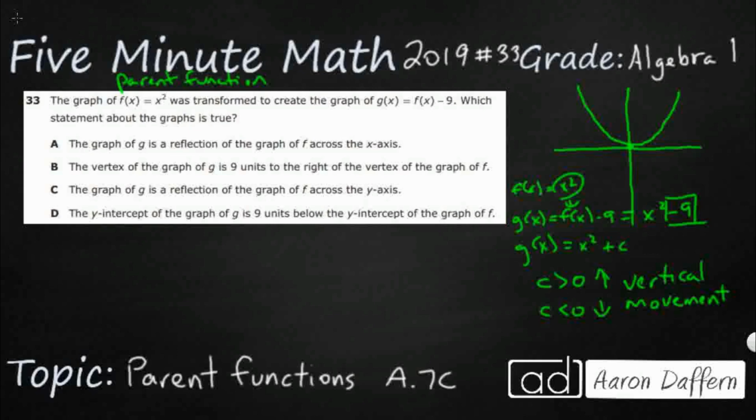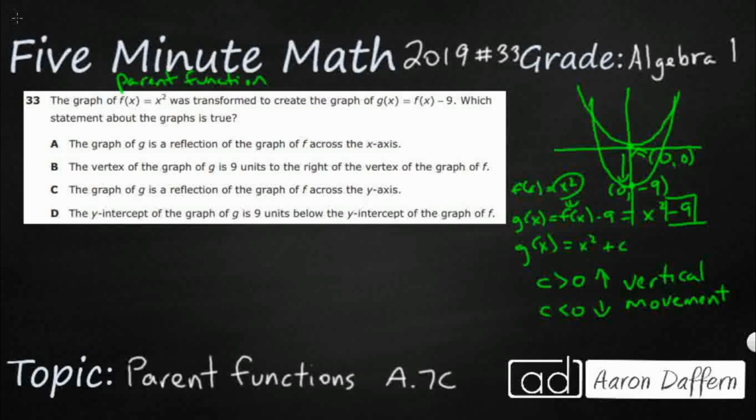So it looks like we're going to move down here. It's going to be the same graph. It looks like I made it a little bit narrower, but it's not supposed to be. It's just supposed to be shifted down to about negative 9. So this is at the origin, 0, 0. And this is at 0, negative 9. So let's look at our answers.